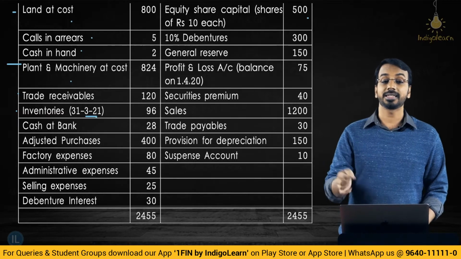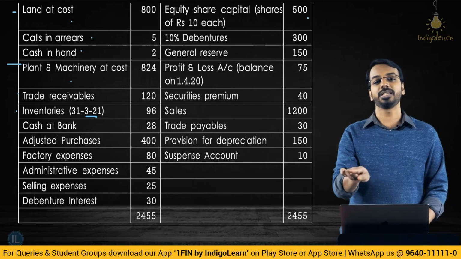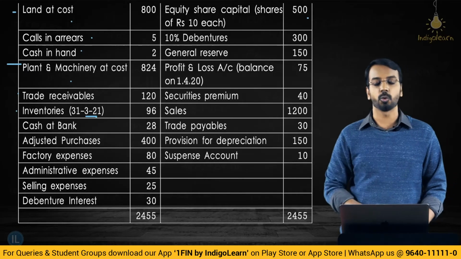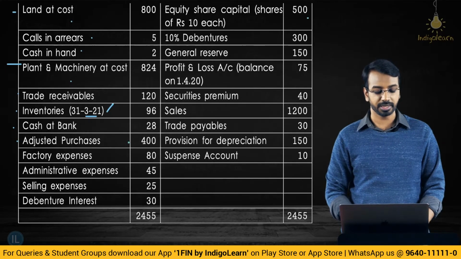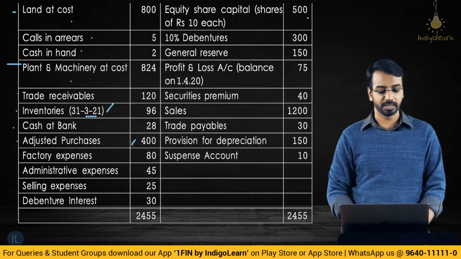Now, if inventories have been given as on 31st of March of 21, it means the impact on purchases is already done, so you need not adjust it again. This will be directly shown in the balance sheet. Then cash at bank is given, and adjusted purchases, because they have given this inventory, they have given adjusted purchases directly. Then factory expenses, admin, selling, debenture interest.